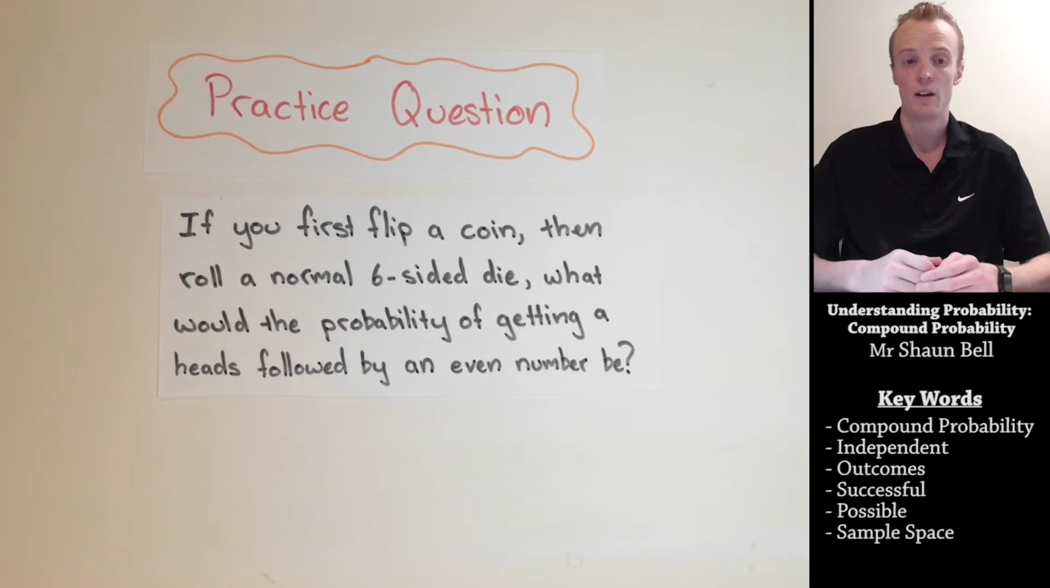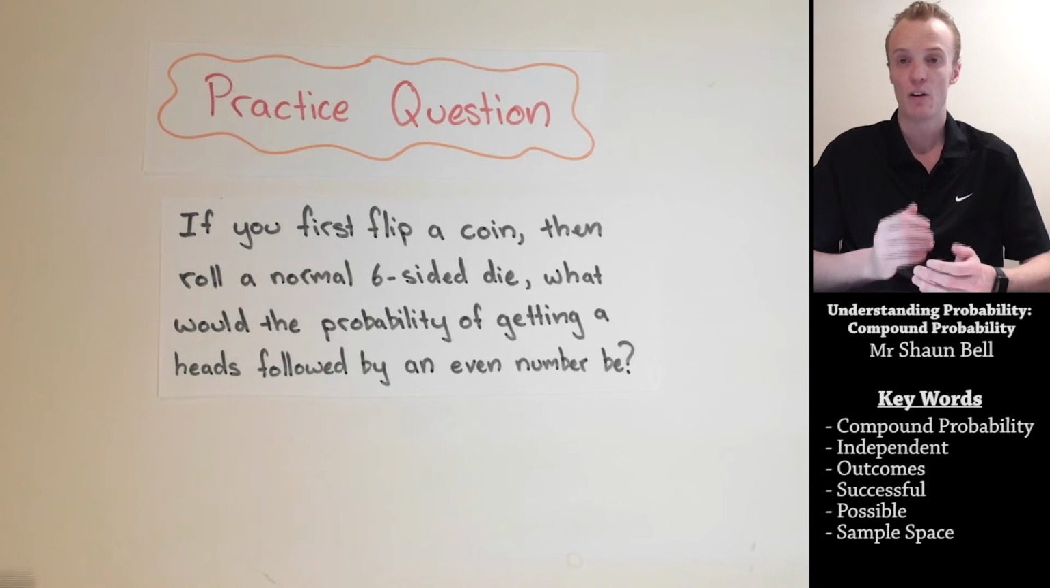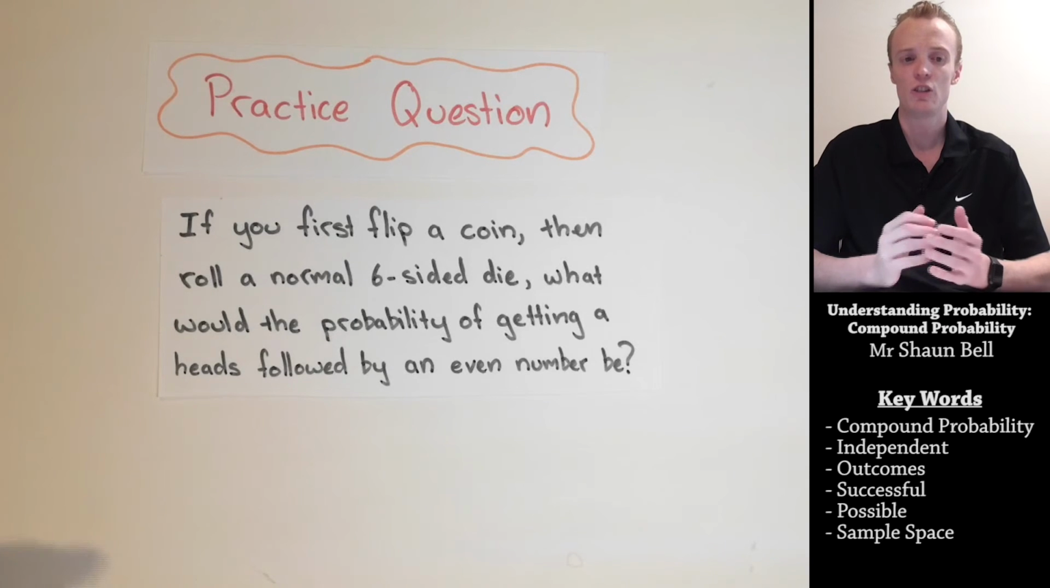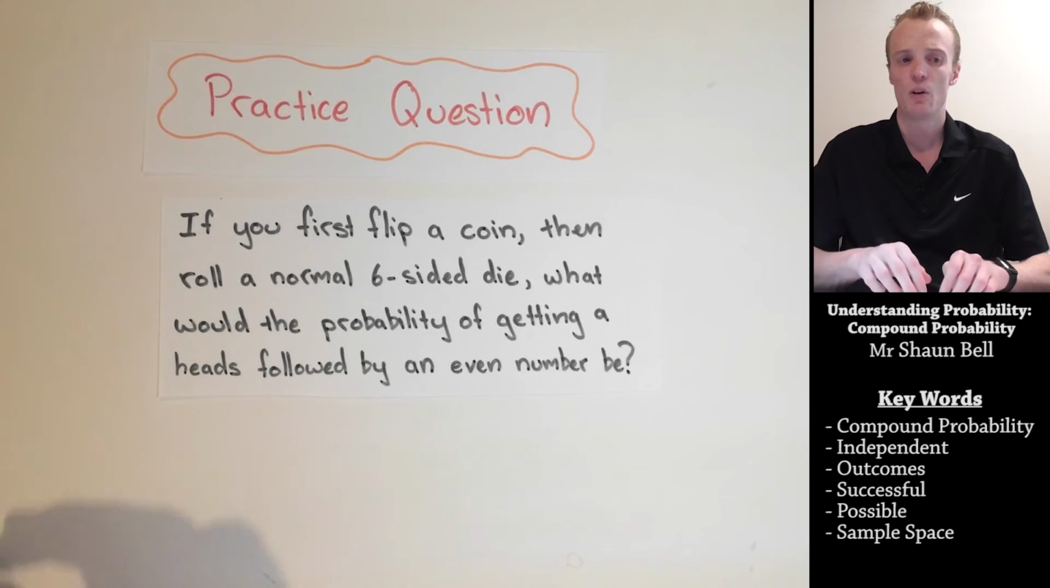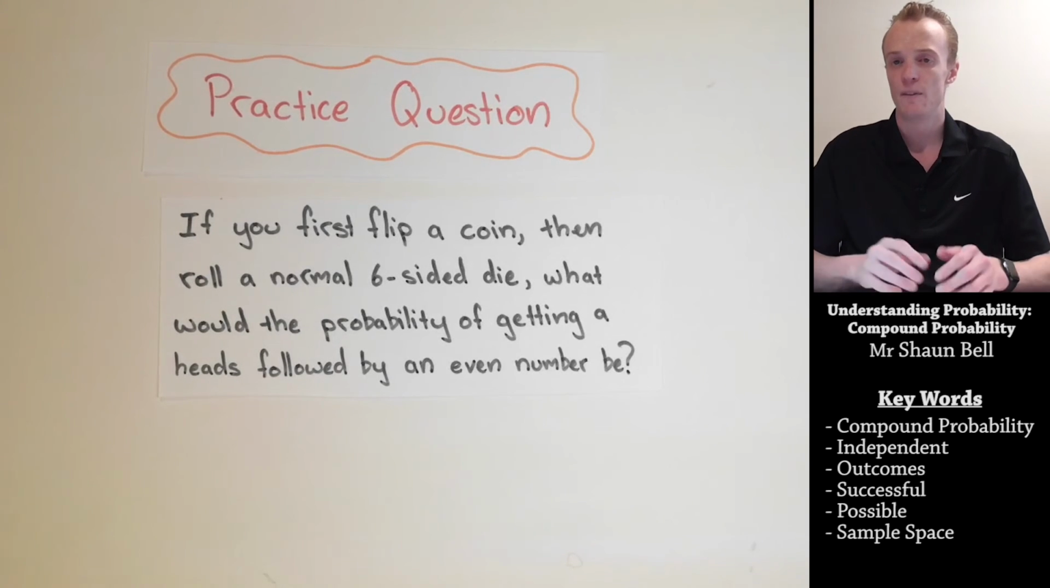If you were to flip a coin and then roll a normal six-sided die, what would be the probability of getting a head on the first flip of the coin, followed by an even number on the die? Remember, once you give it a shot, you can check your answer by completing a tree diagram that lists all the possible outcomes for this event.